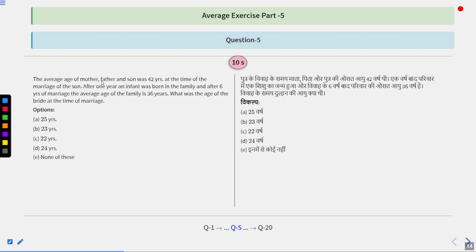The average age of mother, father and son was 42 years at the time of the marriage of son. After 1 year, the infant was born, and after 6 years of marriage, the average age of the family is 36. What was the age of the bride at the time of marriage? Now you have 5 options and 10 seconds to analyze the question. Your time starts now.